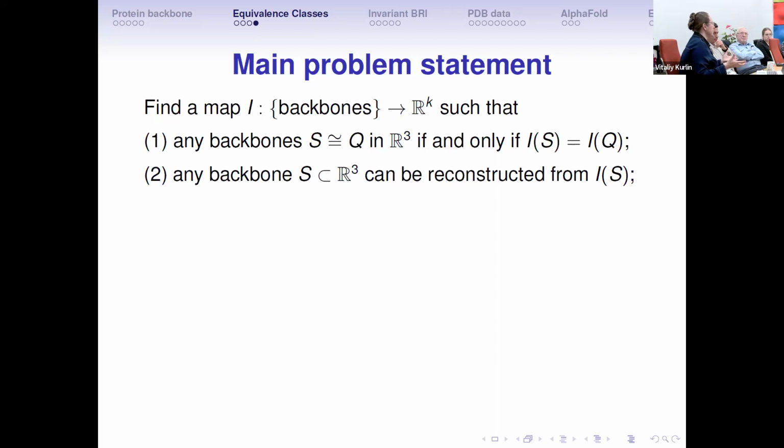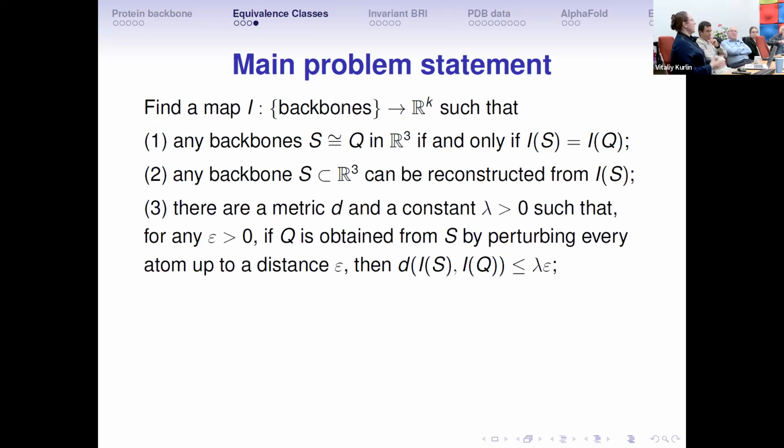It turns out that mathematics is rich enough to construct lots of different complicated things which will not be very useful in practice. That's why one of the important requirements is that any backbone should be reconstructible practically from our invariant. And that is also not a given. And yes, as mentioned, we would like to have a metric.